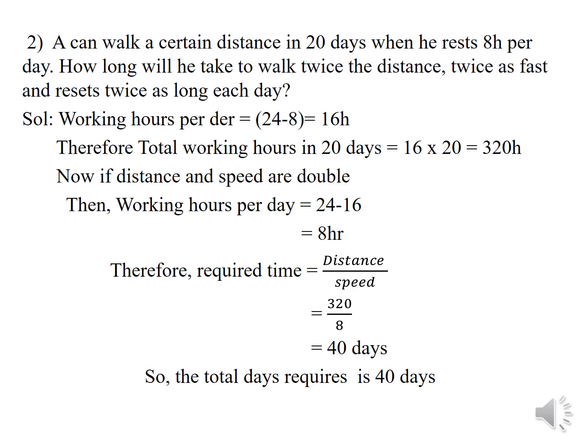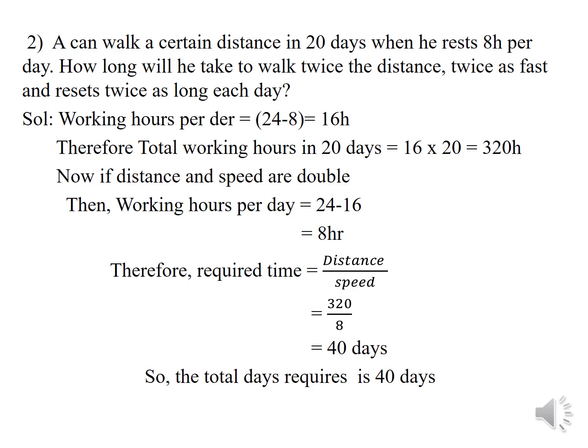So 24 minus 8 is equal to 16 hours. Move on to the next line. Now we have to calculate total working hours in 20 days. That means we have to multiply total working hours by 20 days. That is 16 into 20 is equal to 320 hours.